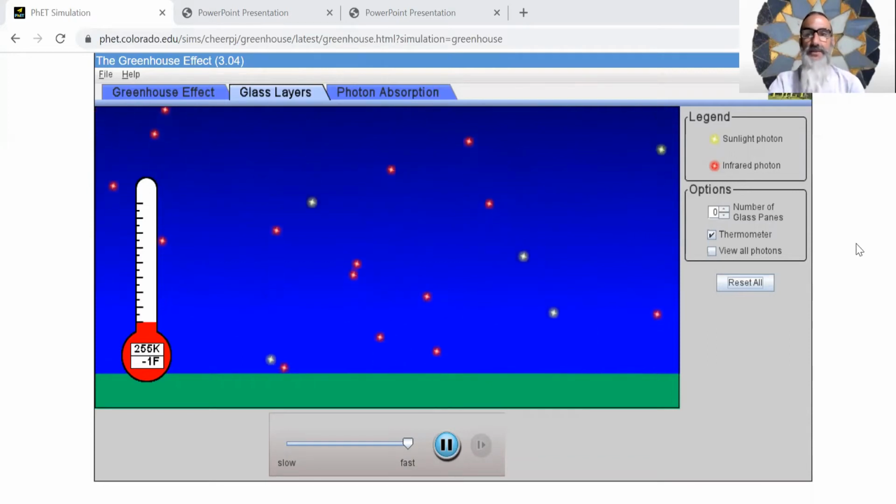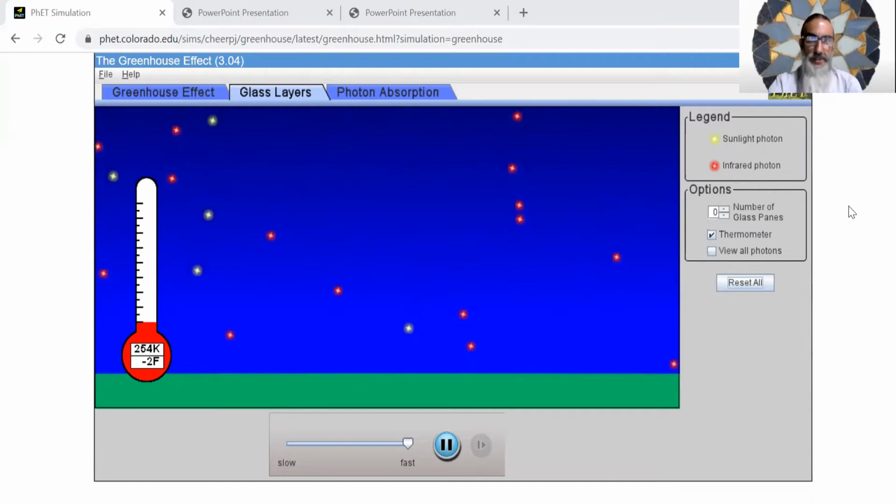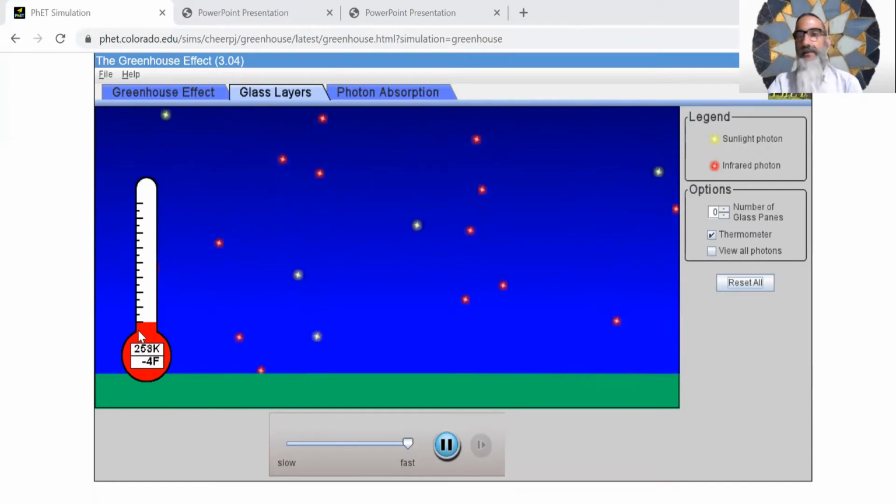Okay, hello chemistry students. Today we're going to discuss a very important topic, the greenhouse effect. We're going to use this computer simulation to make some observations. So first, let's look at the elements on the computer simulation. We have here a thermometer, and notice that the thermometer right now is reading a very low temperature, okay?